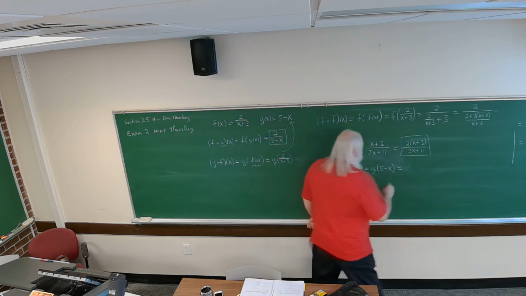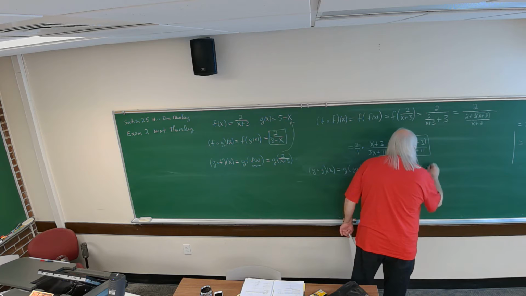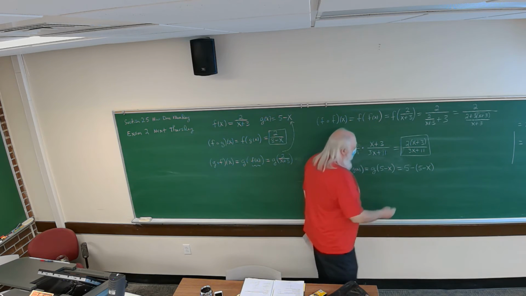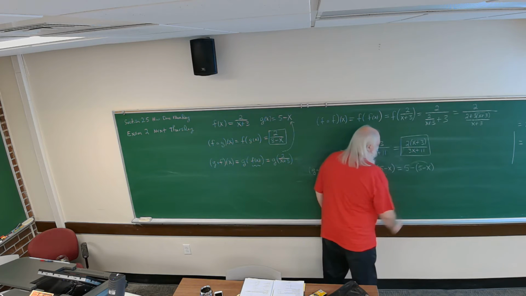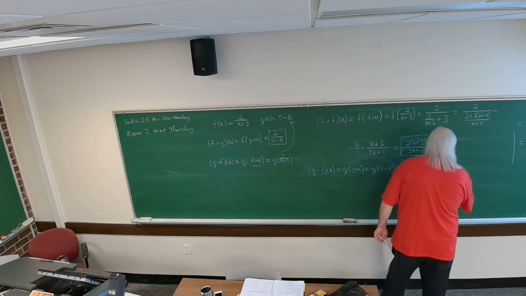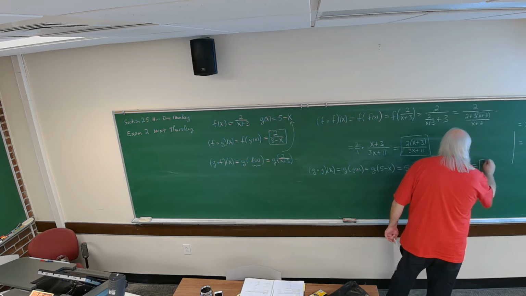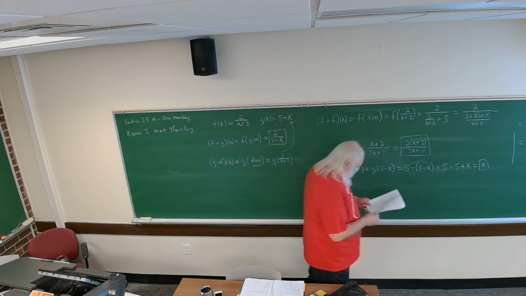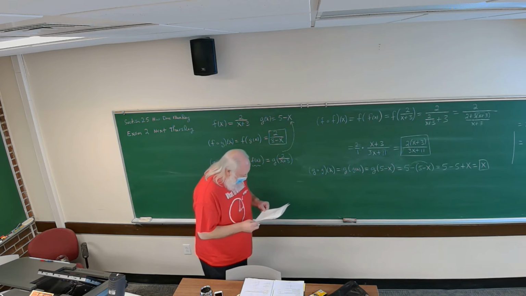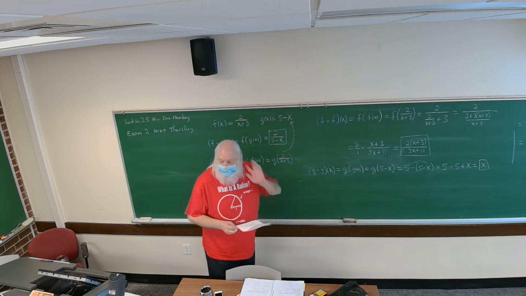We have 5 minus 5 minus X. So now you gotta distribute the minus sign inside the parentheses. And we have 5 minus 5 plus X, which is just equal to X. Any questions on that?